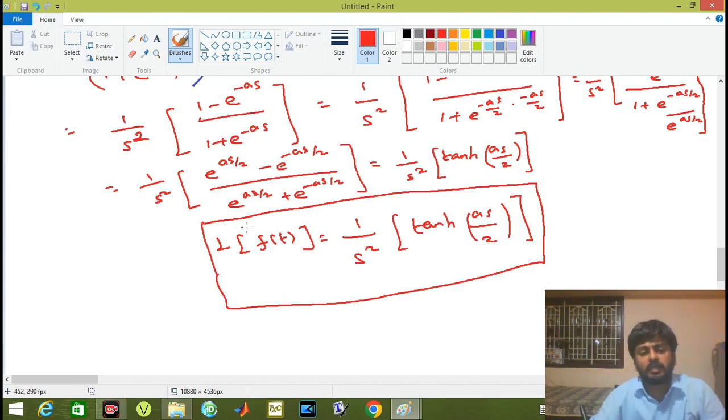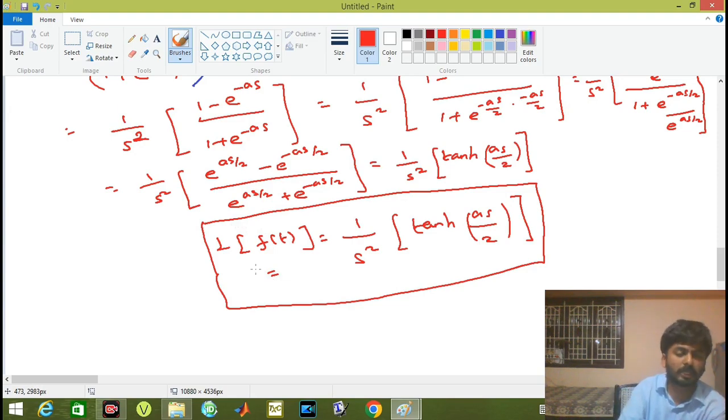Where this f of t is a triangular wave function. I hope you had understood the problem, and it is a very important problem. This problem gives you the idea about the difference between rectangular wave as well as triangular wave. You have to know the difference and you have to work out this problem. The problem here has a simple idea, but you have to do it very carefully.